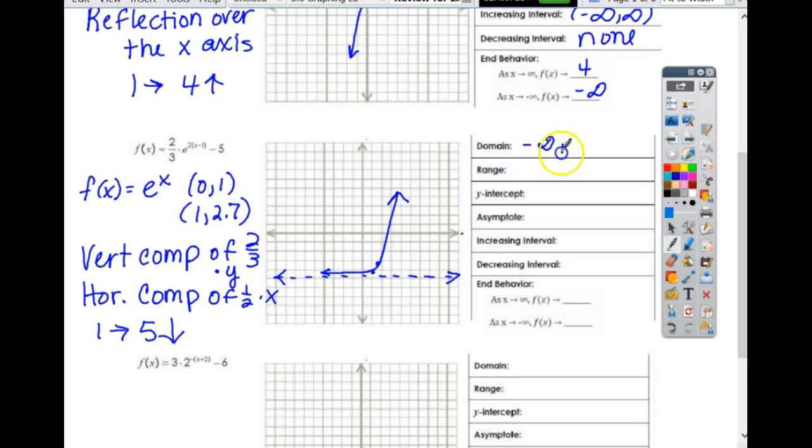So I get a domain of -infinity to infinity, a range from where the asymptote is. It's -5 to infinity. We don't have an exact y-intercept. It's increasing from -infinity to infinity. As x goes to infinity, y goes to infinity. As x goes to -infinity, y goes to -5.